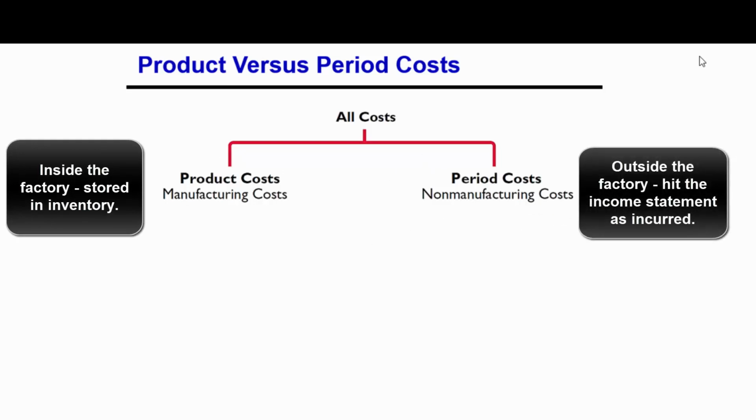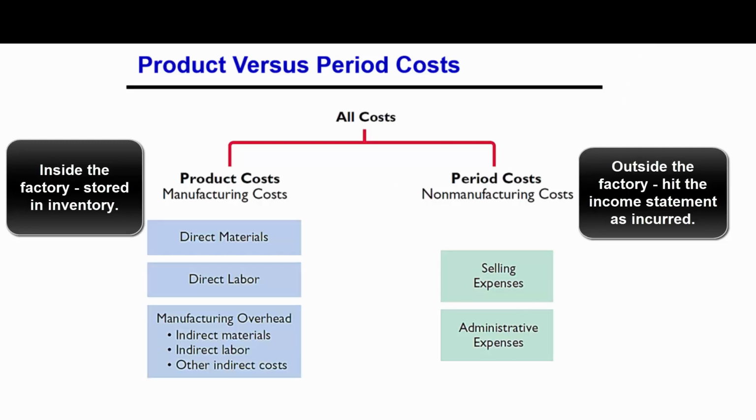Our period costs are going to hit our income statement right away. For example, debit sales commission, credit cash. Debit president's salary, credit cash. Period costs hit the income statement in the period they're incurred. Whereas product costs hang around in inventory until we sell them, and then they hit the income statement.